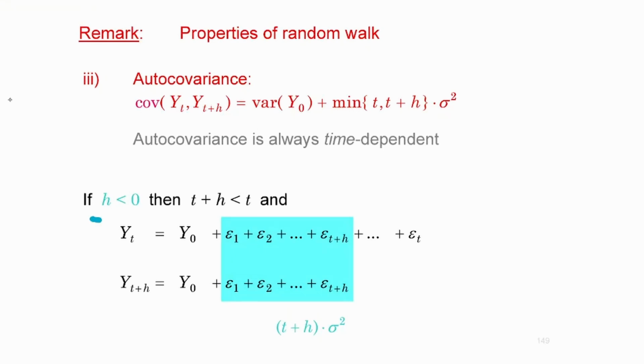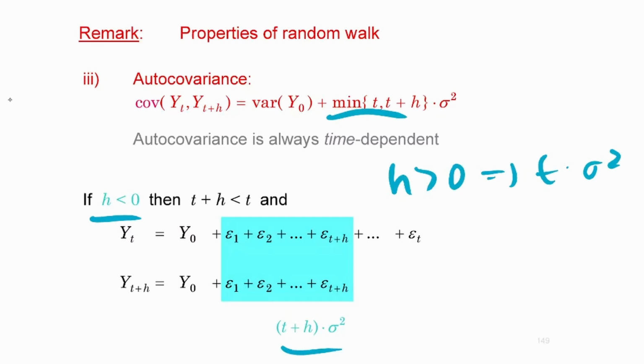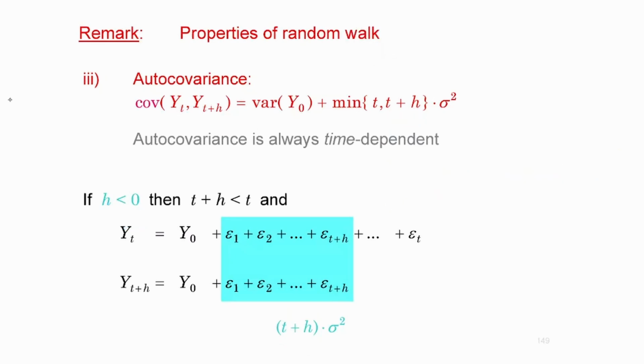So if h is less than 0, then that is what it's going to be. And if it's greater than 0, then we saw that it's going to be t times sigma squared. Okay, now which one you would take depends on which is smaller. That's it. So if h is greater than 0, then this is greater, so t is going to be the minimum. And if this is true here, then t plus h is going to be the minimum. And that is consistent with these expressions. All right, guys, you understand this? And hopefully you do. And this is what it's going to be.